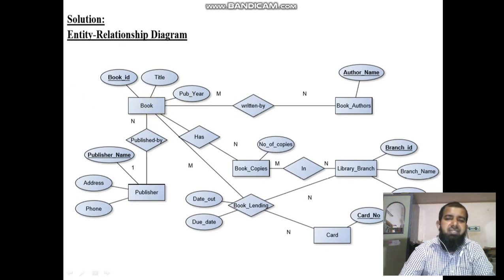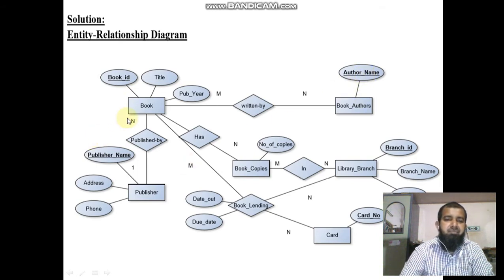Book written by book authors. Then book published by publisher. Publisher contains publisher name, address, phone. This underline indicates the primary key. So here book ID is a primary key, and author name is a primary key, like this.